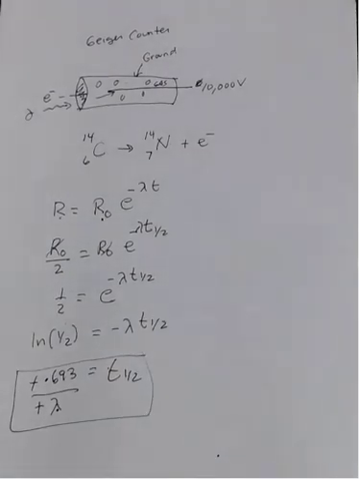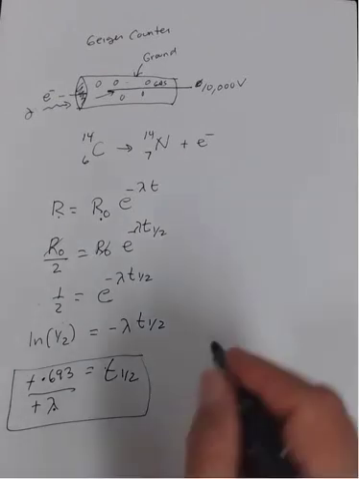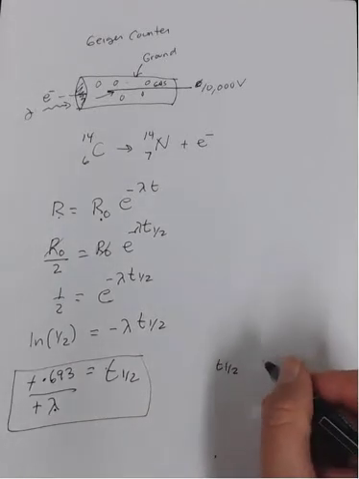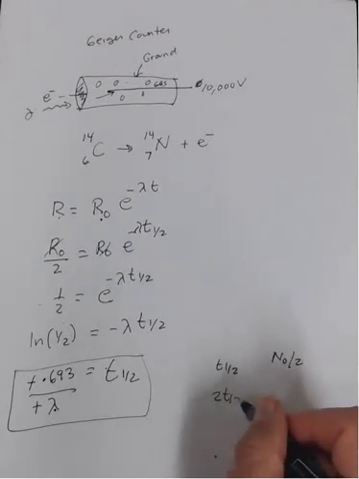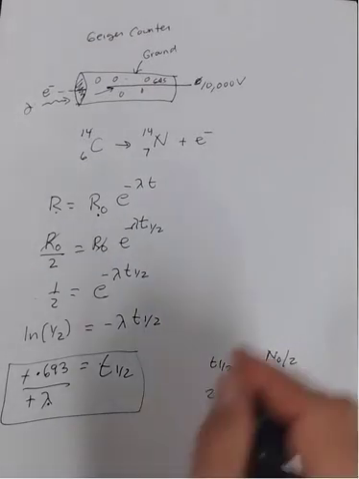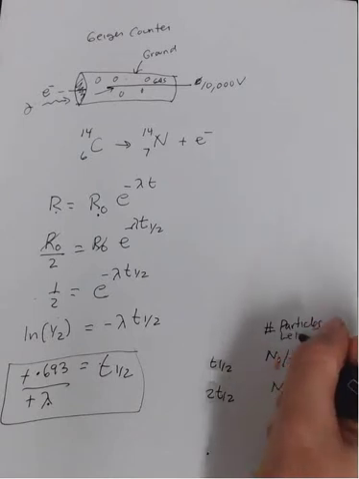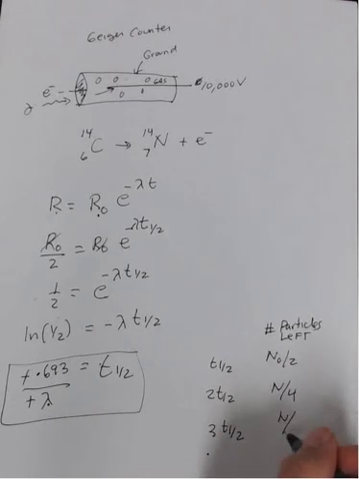Another guide to figuring out how many of your particles have decayed is that when you have 1 half-life, you've lost half of your particles, right? When you have 2 half-lives, you only have 1/4 left, so the number of particles left. 3 half-lives, you have only 1/8 of them left, and so forth.